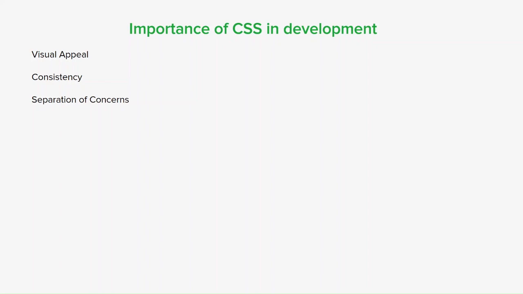CSS separates the presentation layer from the content and the functionality. The separation makes it easier to manage and update each aspect of a web application independently.